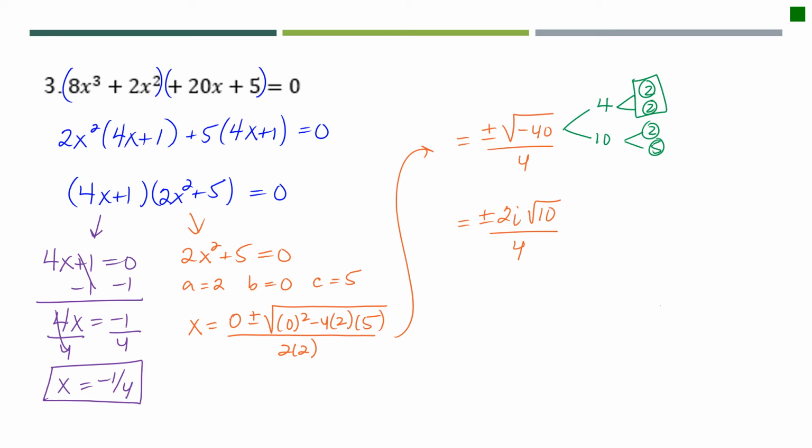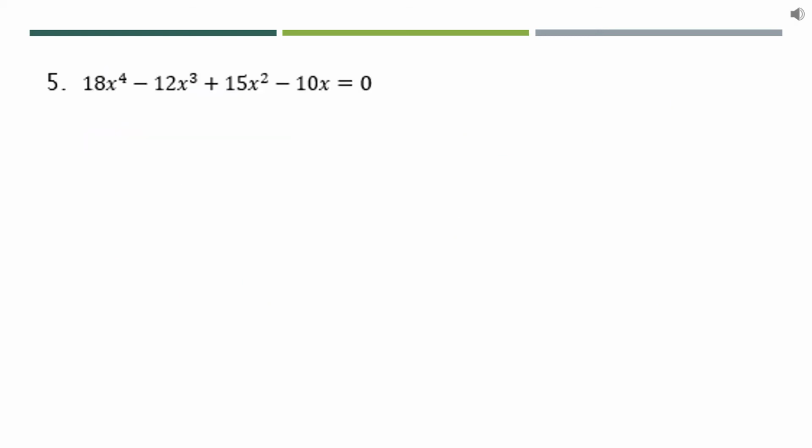Now I'm looking at the two numbers in front, the 2 and the 4. Those are both divisible by 2. So I'm dividing all outside numbers by 2. So it's going to turn into i square root 10 over 2. And that's my final answer. So this one in orange has 2 answers. The one in purple is my third answer, which accounts for all 3 answers if you look at my degree.